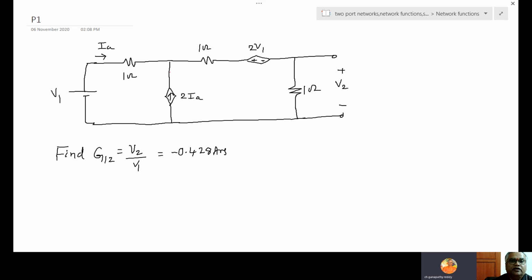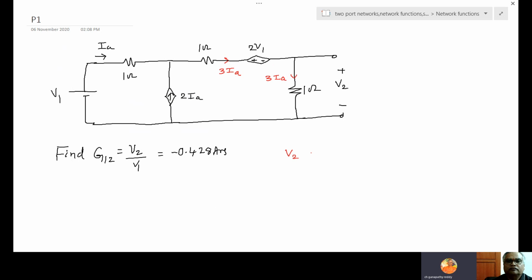So here IA is already there, here 2IA is there. What is the current in this? It will be 3IA. So 3IA will flow here. So don't take here I2. Then it will become I2 plus 3IA, which is wrong. Okay. So what are the equations we can write?